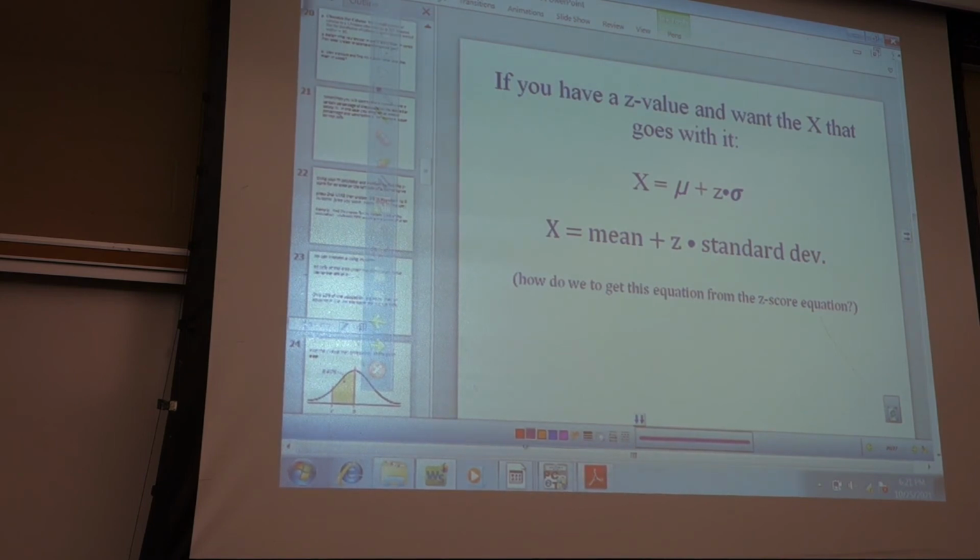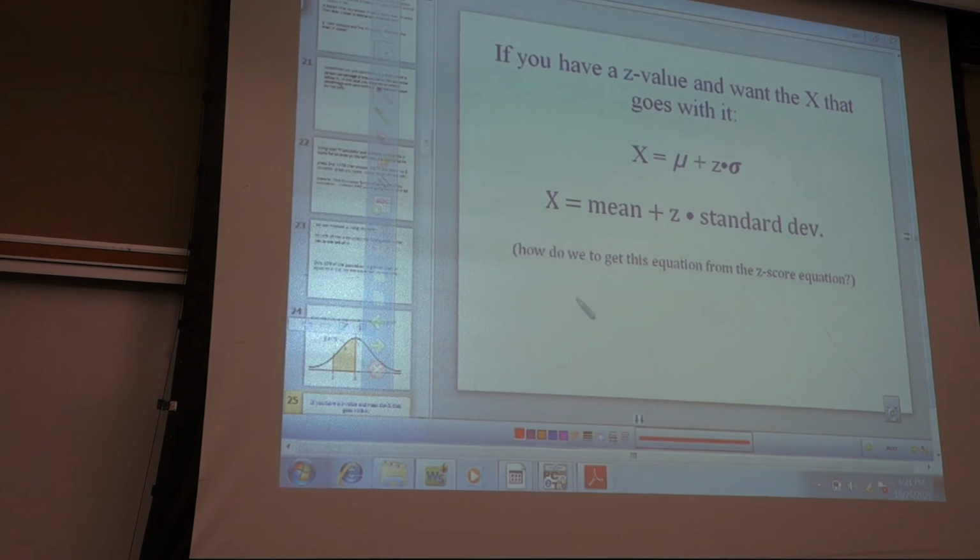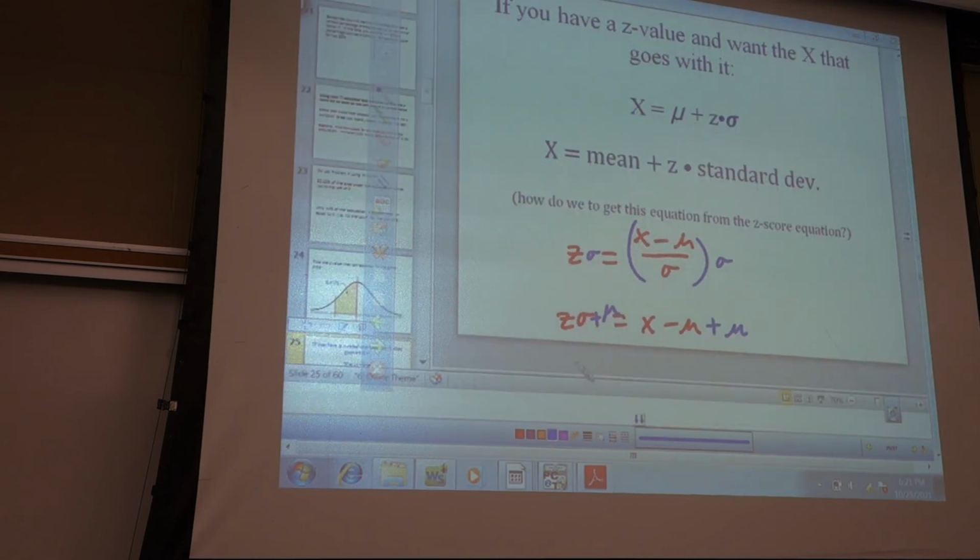It also comes from the z-score equation, right? Z equals x minus mu over sigma. How do I solve that? Multiply both sides by sigma. I'll do it on the back side, it's easier. So then I have z sigma equals x minus mu. And then you just add mu to both sides. And then you have z sigma plus mu equals x, which is the same thing as mu plus z sigma. Either way, it's those two things added together.